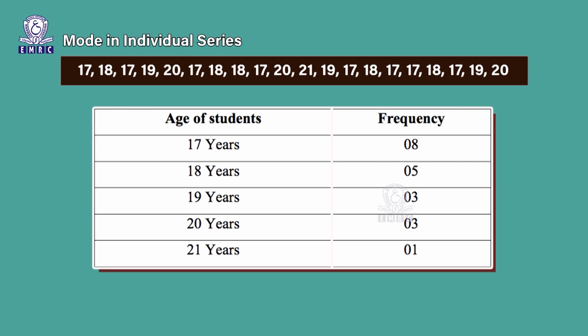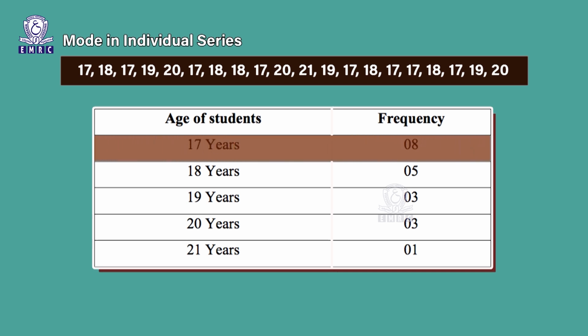The number of students who are in the age group of 17 years is 8. The number of students with 18 years is 5. The number of students in the age group of 19 is 3. Age of 20 years is 3. And the number of students with 21 years when they have enrolled in the UG program is only 1.